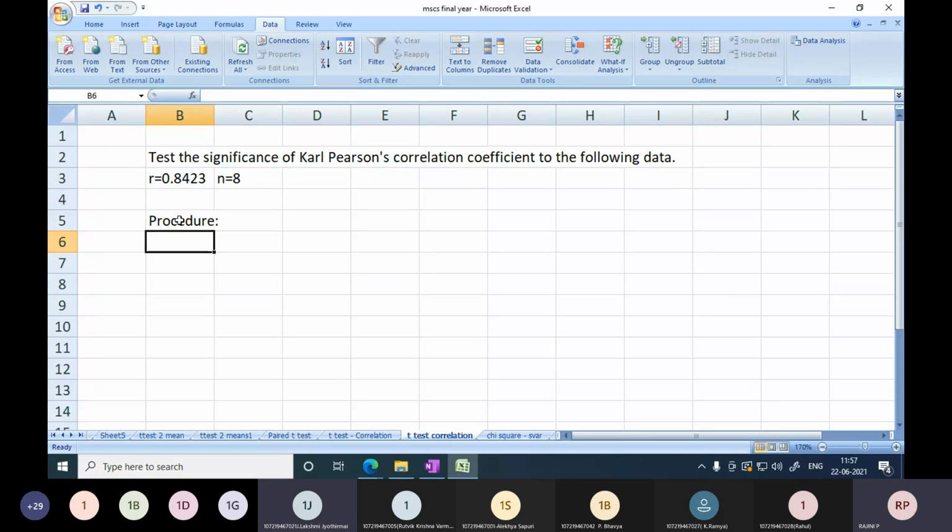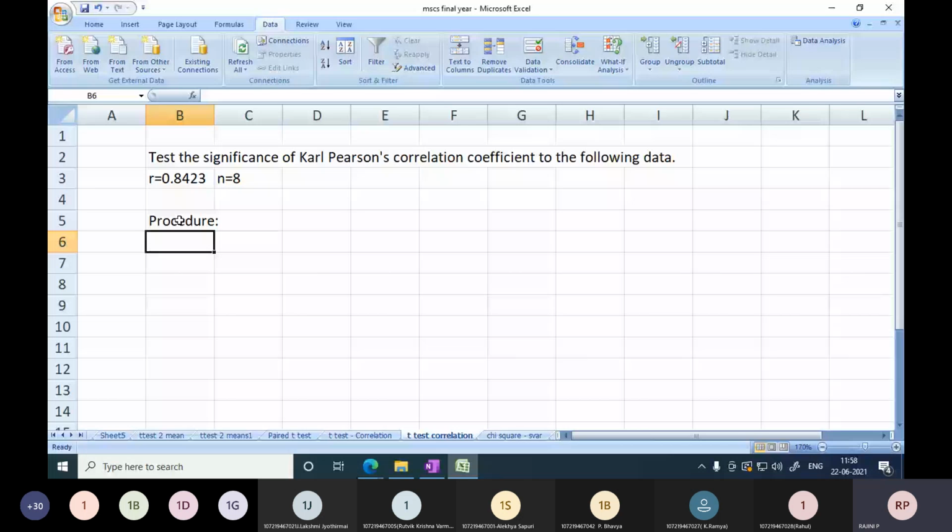T-test for single correlation coefficient. Why are we using the t-test? Here we need to test the correlation. They asked you clearly, just to test the significance of KPCC. So for Karl Pearson, you can apply either the Z test or the T test. There are only two possibilities. If the sample size is more than 30, then only we can apply the Z test. If the sample size is less than or equal to 30, then we'll apply the T test.